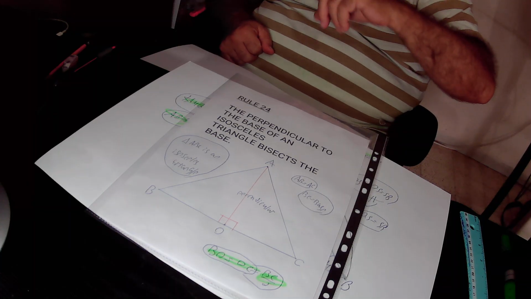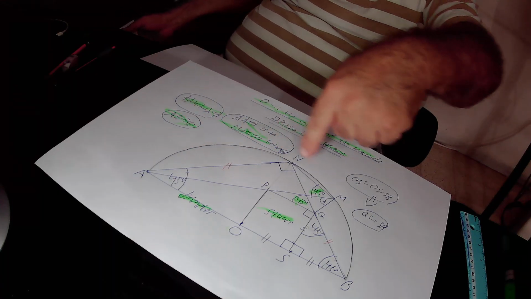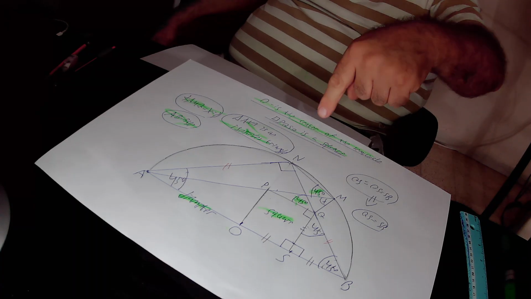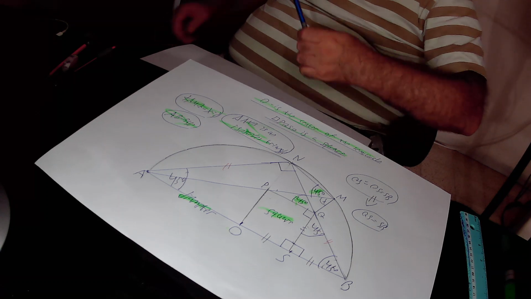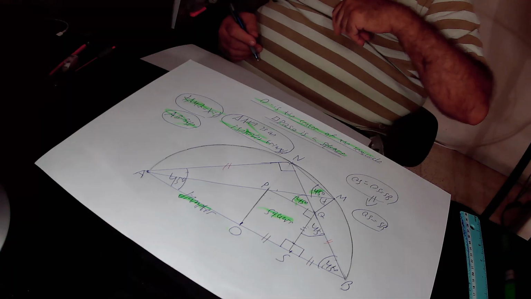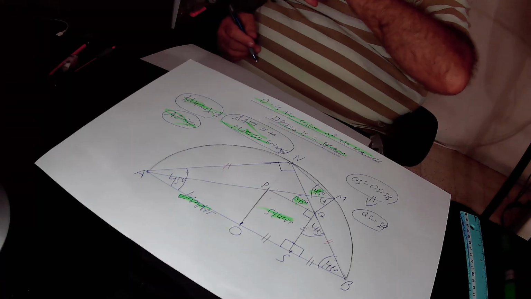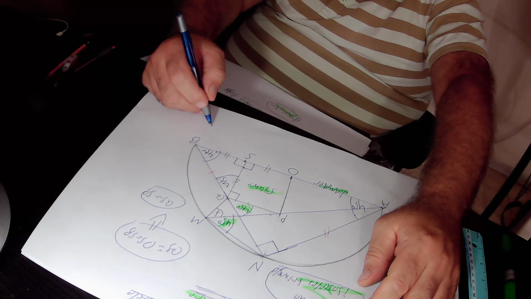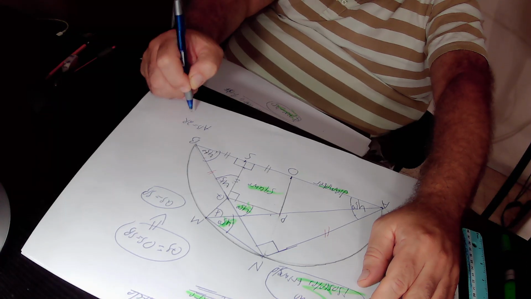So we can implement rule 24 in our drawing. Why? Because in our drawing we have the isosceles triangle ANB. And according to rule 24, the perpendicular from point N to the base AB bisects the base AB. But AB is also the diameter of the semicircle. So if the radius of this semicircle equals R, then the diameter must equal 2R. So the diameter AB, which is also the base AB, equals 2R.